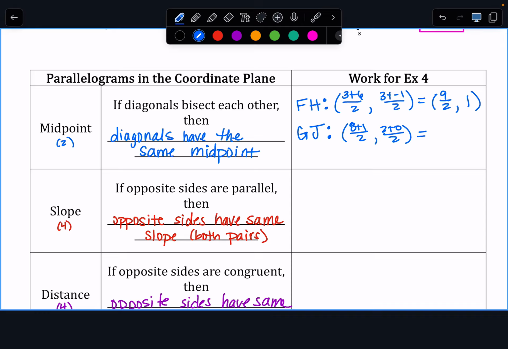Oh, yeah, that was Alexis. What about the second half of the alphabet? Wait, 4.5. That means they're her. 4.5, comma 1. Oh, look at that. We have the same midpoint for our 2 diagonals.